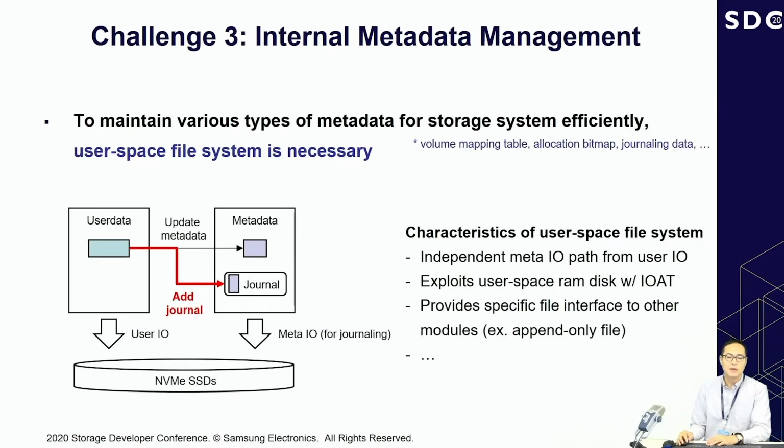Third one is how to manage internal metadata efficiently. We maintain various types of internal metadata for the storage system like mapping table, bitmap, and journaling data, which have different write patterns and write granularity. A user space file system is necessary to leverage user space drivers. But in order to guarantee atomicity of metadata, at least one more write for journaling is required, which may hurt throughput and QoS of user writes.